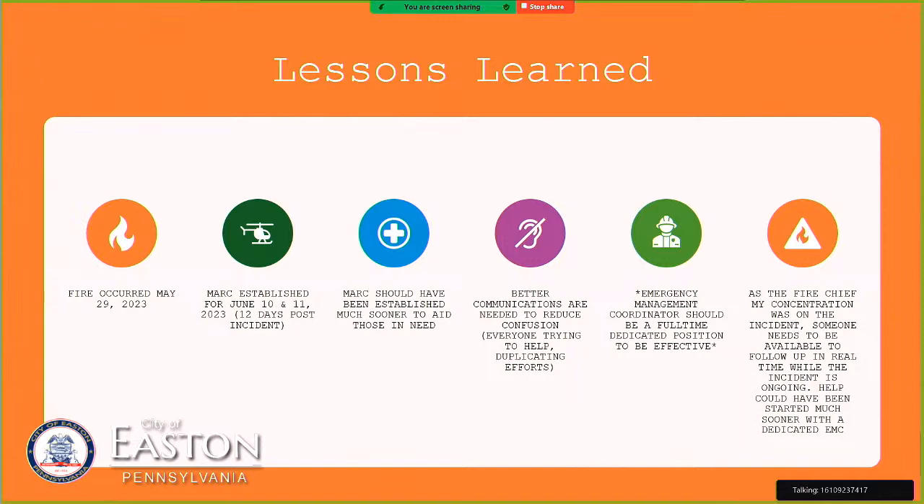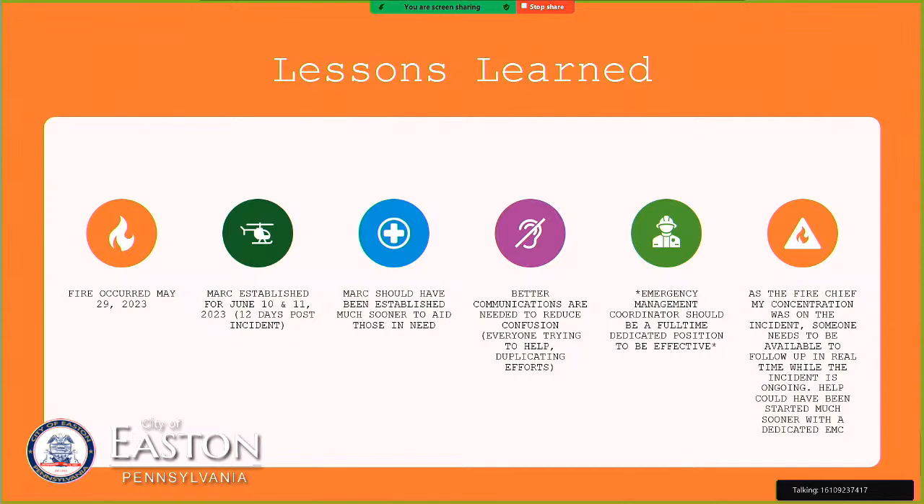As far as the emergency management coordinator, I believe that should be a full-time dedicated position to actually be effective, because as I'm standing on the fire ground, my last thought is changing hats to be the emergency management coordinator. This incident was escalating. I was out there on the fire ground till well after midnight. Came in the next day. We have to get the fire investigation process started. There's a lot of working and moving parts. So as I'm on the fire ground, I can't stop and switch hats. It's virtually impossible for me to do that.